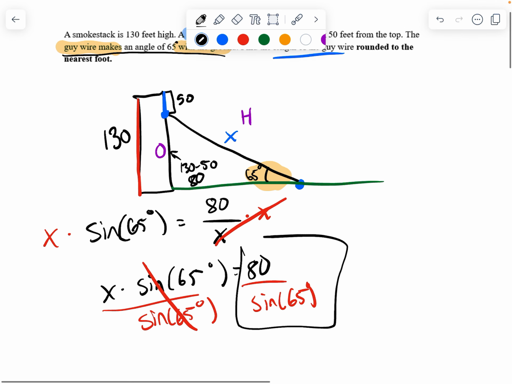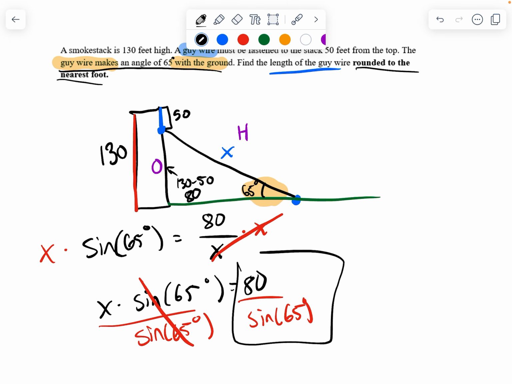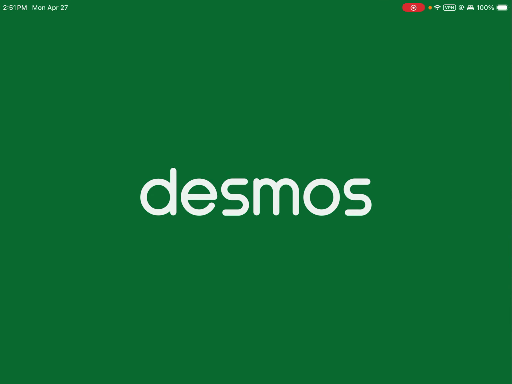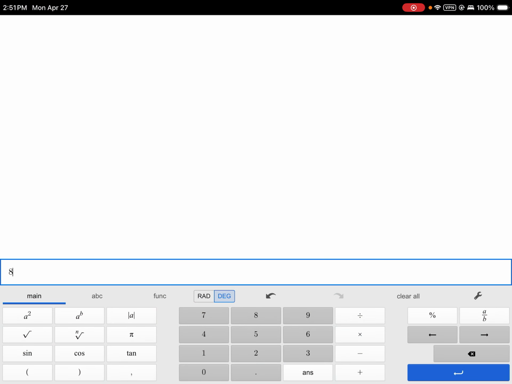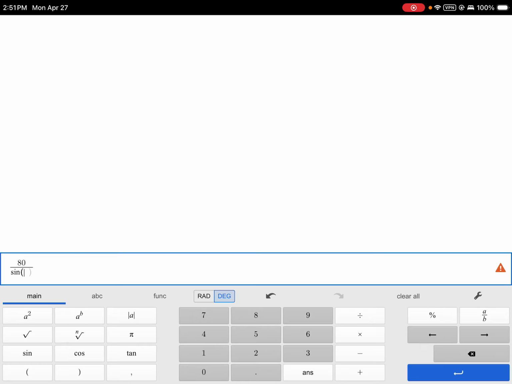Now my goal is to round to the nearest foot, meaning I need to know what this actually equals. So I'm going to plug it into my calculator really quick. In my calculator, I'm doing 80 divided by sine of 65 degrees. Now there's no degree button, but I know it's in degrees because on my calculator, you might see this little slider above that number 7 there. It's RAD versus DEG. RAD is for radians, DEG is for degrees. So once we're in degree mode, your calculator is assuming that's 65 degrees.